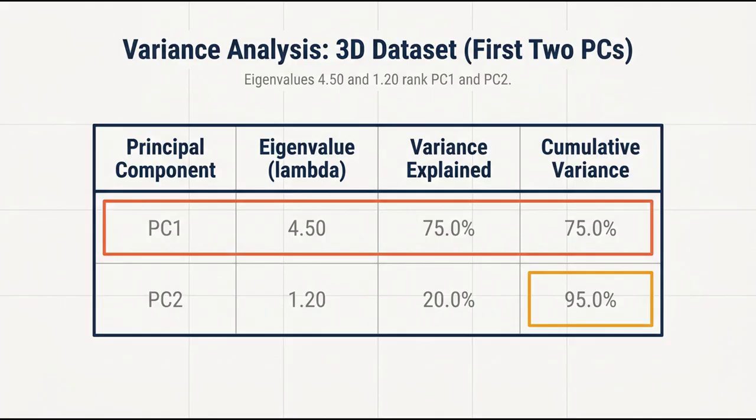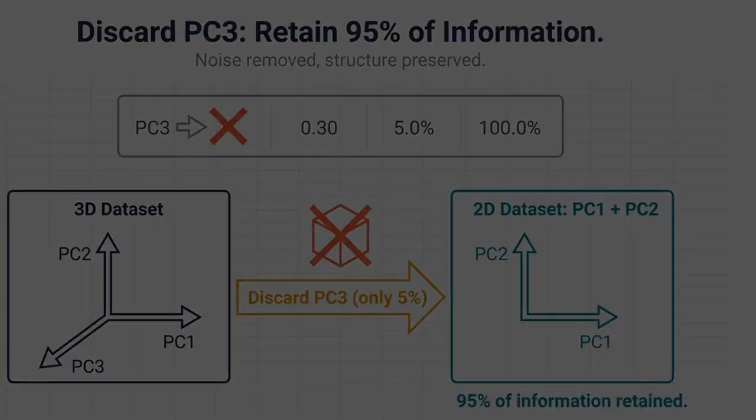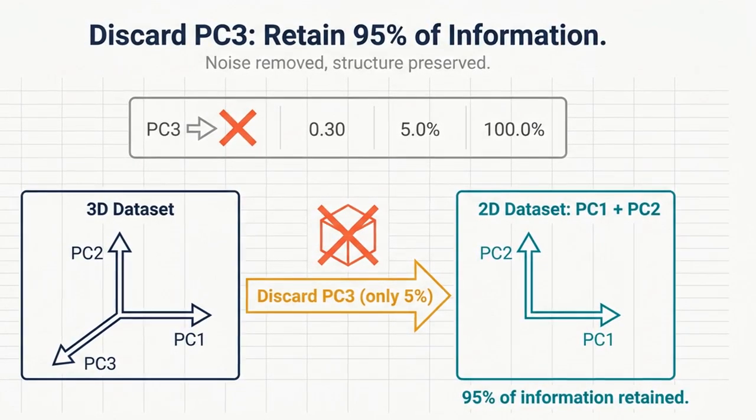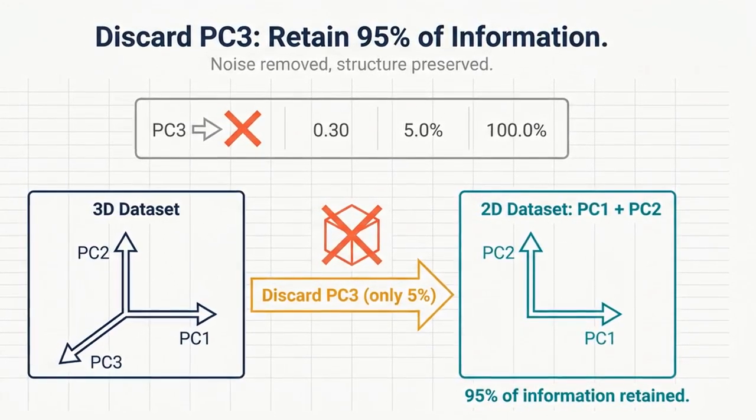Principal component 1 has an eigenvalue of 4.50, explaining 75% of the variance, with a cumulative variance of 75%. Principal component 2 has an eigenvalue of 1.20, explaining 20% of the variance, with a cumulative variance of 95%. Principal component 3 has an eigenvalue of 0.30, explaining 5% of the variance, with a cumulative variance of 100%.